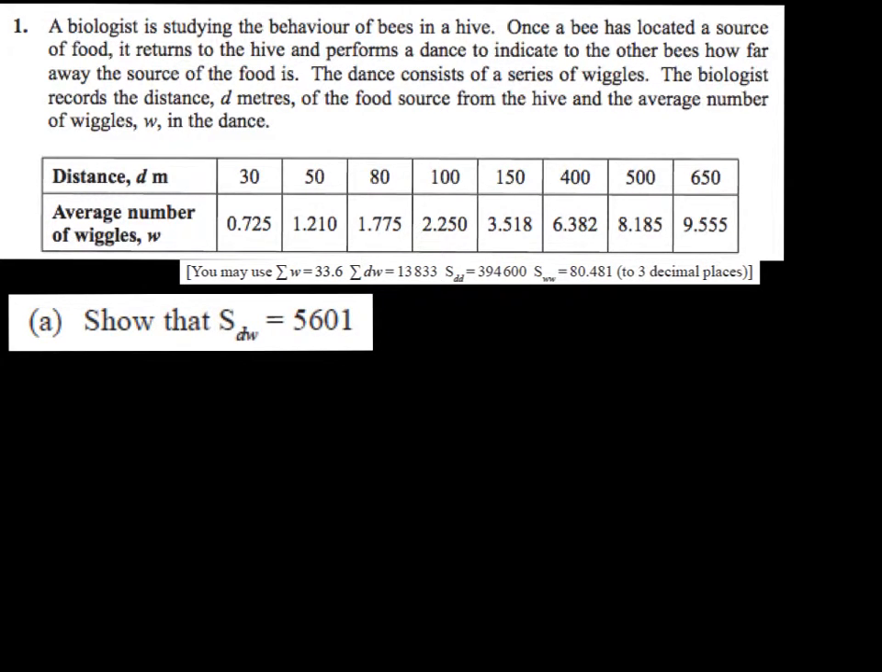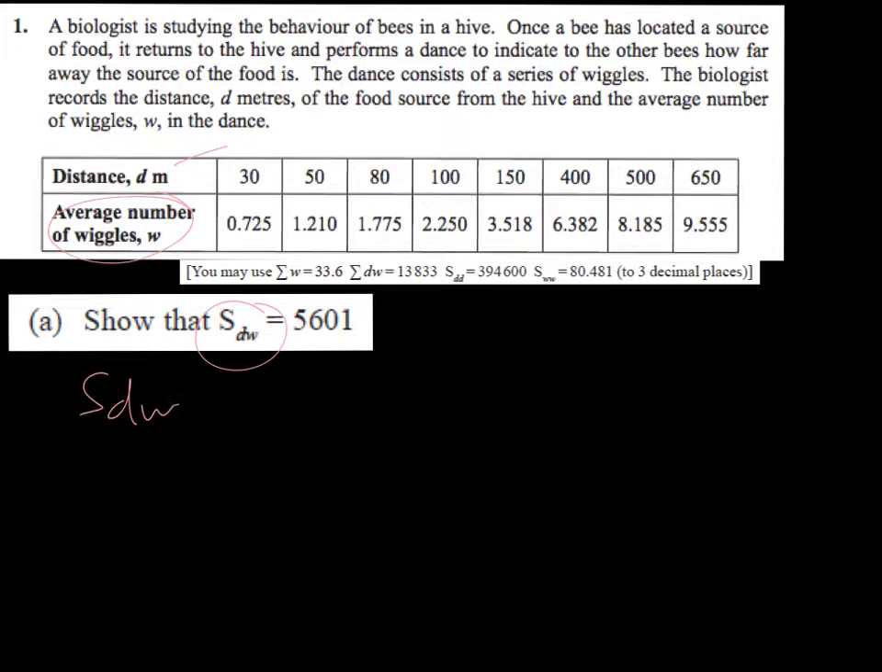In question 1, we have got a biologist looking at the behaviour of bees and essentially is looking at what happens to the average number of wiggles as the distance from the beehive increases. And we're asked in part A then to find the covariance SDW.